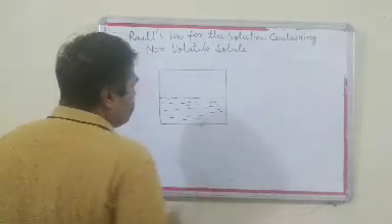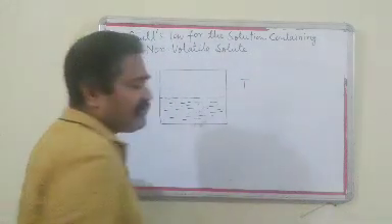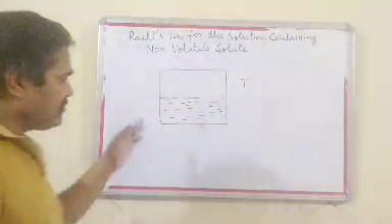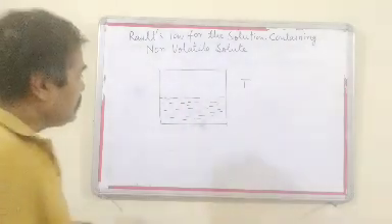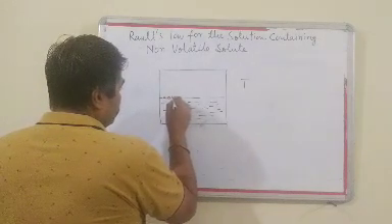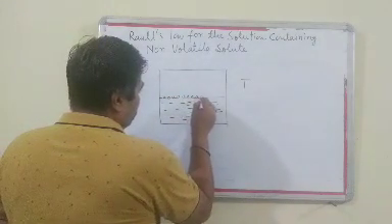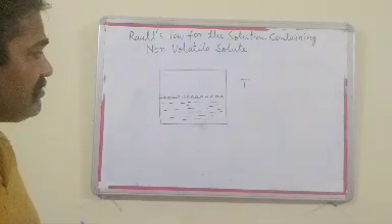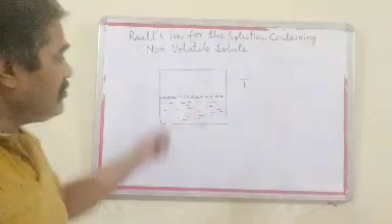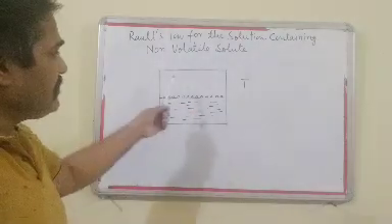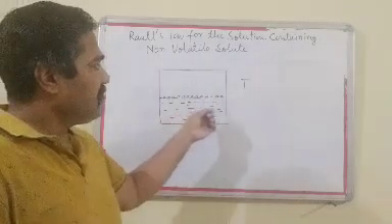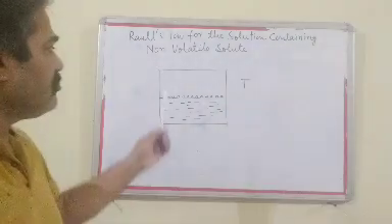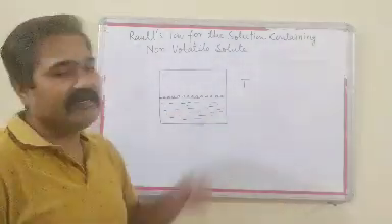Okay. Suppose at a certain temperature T, a liquid is kept in a closed chamber, and vaporization takes place from the surface. After some time, there will be an equilibrium between the vapors and the liquid. At that time, whatever the pressure inside the chamber, that is known as the vapor pressure of that liquid at that temperature.